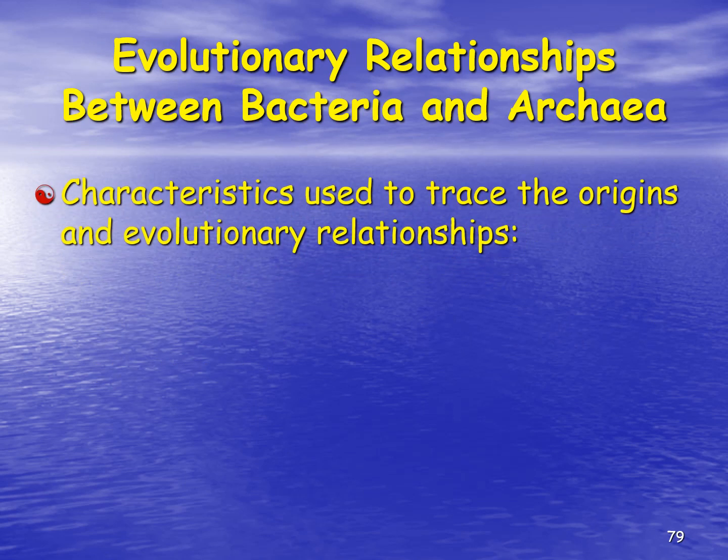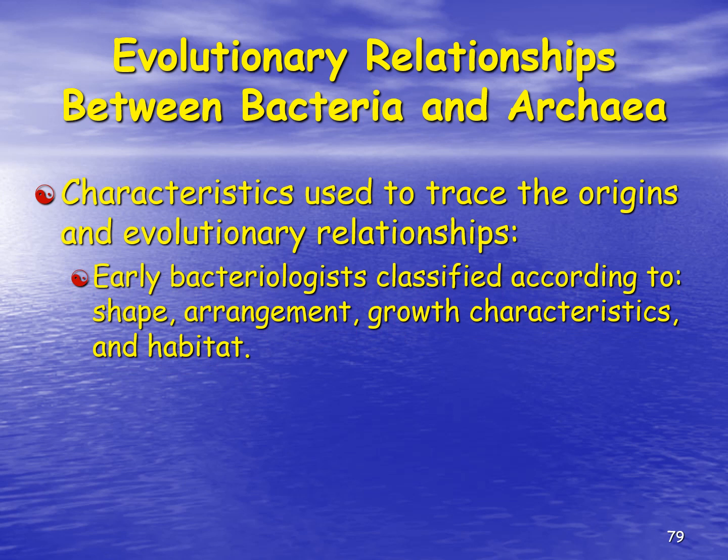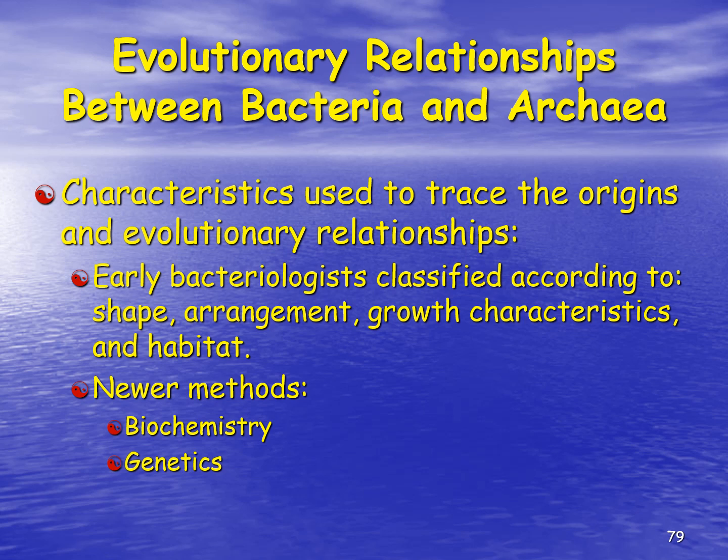So what are some of the characteristics used to trace the origins and evolutionary relationships between these two cells? Well, early bacteriologists classified according to shape, arrangement, growth characteristics, and habitat, and we still do that today. But some of the newer methods include biochemistry, what's happening at the metabolic level in these cells, genetics, what are some of the molecular traits that we find in them, and again, what about their ribosomes?